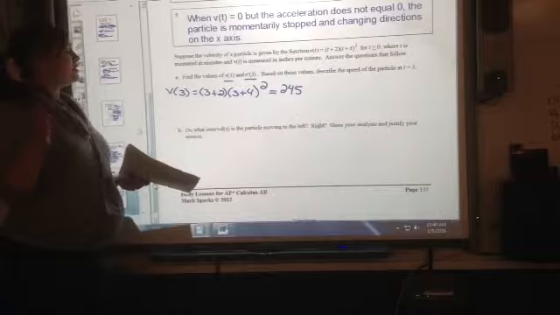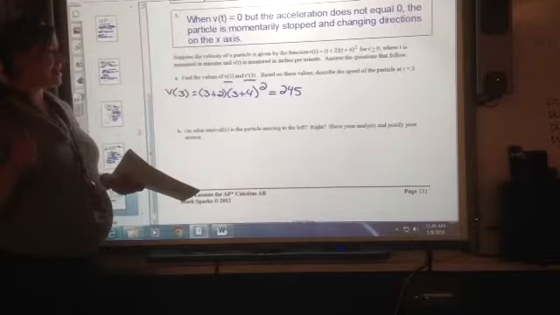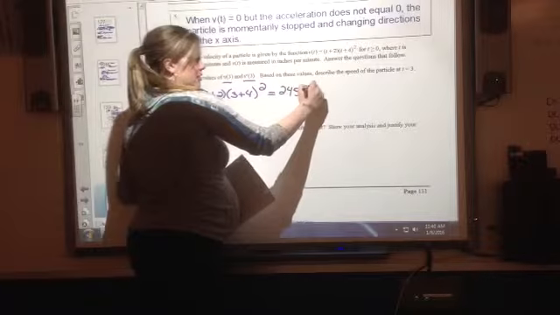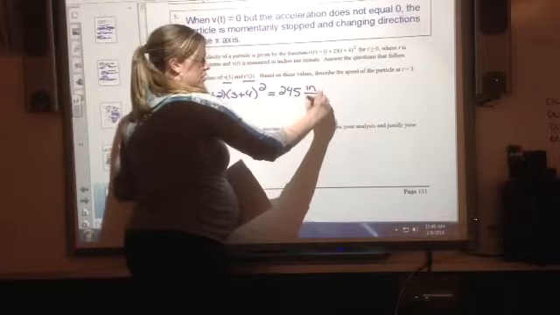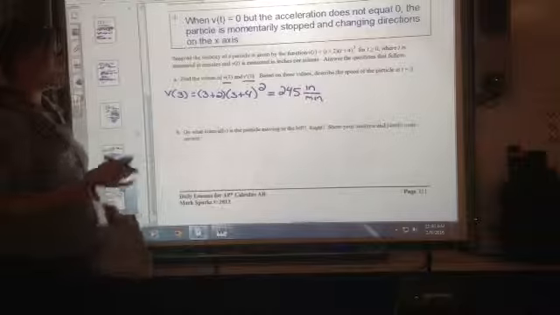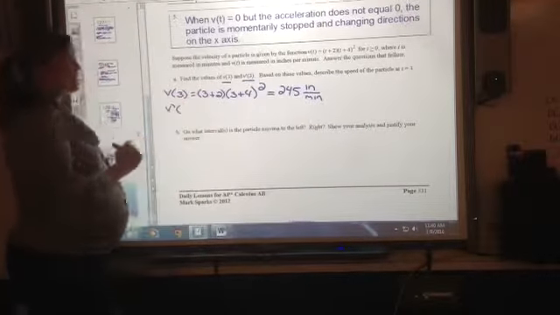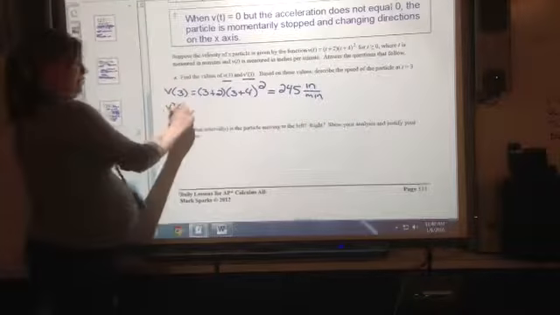So v of 3, in this one, I have to think about velocity. It tells me up here it's measured in inches per minute. Now my answer is good. v prime of 3. In order to do that, I need to find v prime of t first.